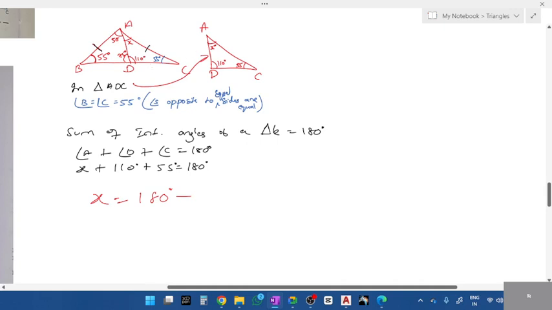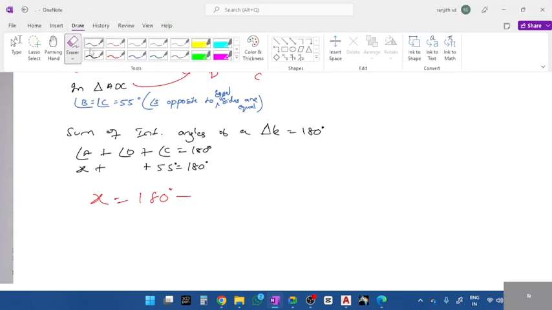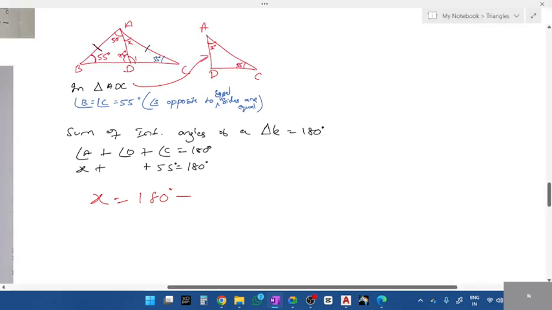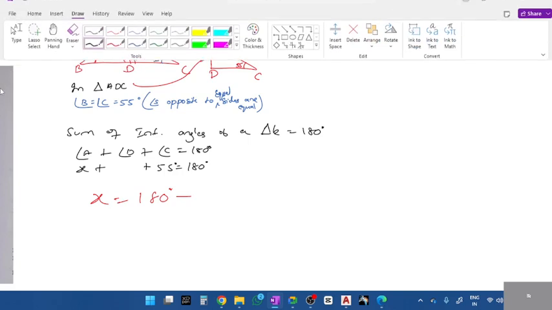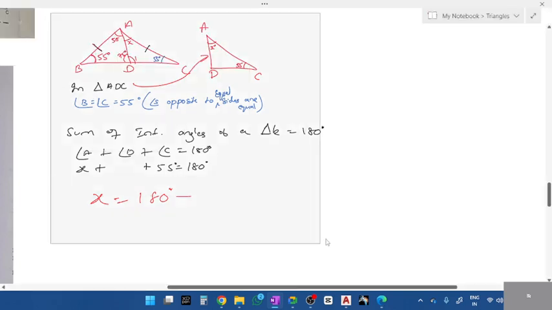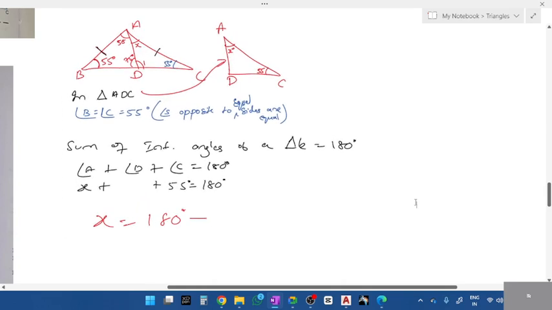Sorry, this is not 110. What was angle D we got? It's not 110. Nobody is responding. You are just sitting and copying everything. How much is angle D? 105. I have written 110 and you are trying to do the same. 105 degrees. We got it as 105.